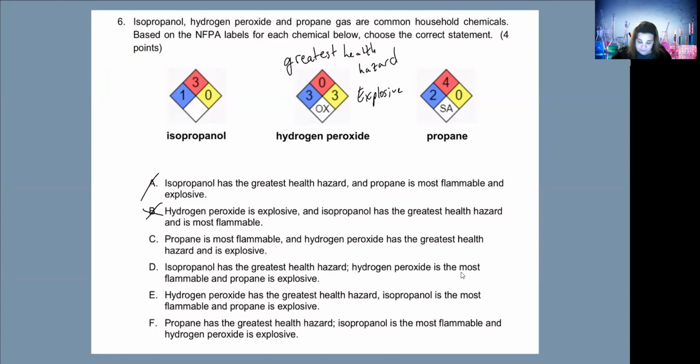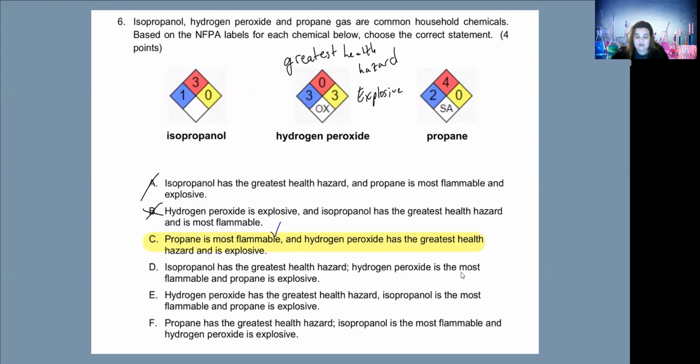Then we go for C. Propane is the most flammable. All right, so flammable, we're looking color red, highest number. So out of these 3 options, hydrogen peroxide is not flammable at all. However, isopropanol has a flammability of 3. Propane has a flammability of 4. So propane is the most flammable. That is a correct statement. Hydrogen peroxide has the greatest health hazard. Yes, also correct. And it is explosive. Yeah, 100%. So it's looking like C is going to be our answer here.